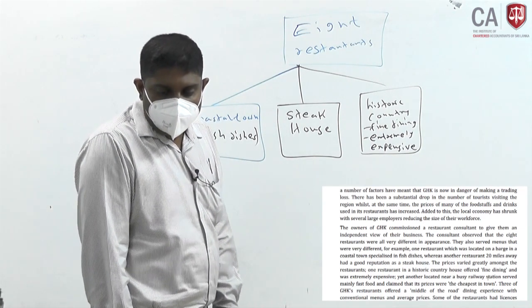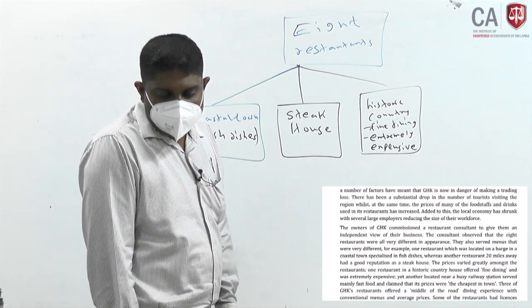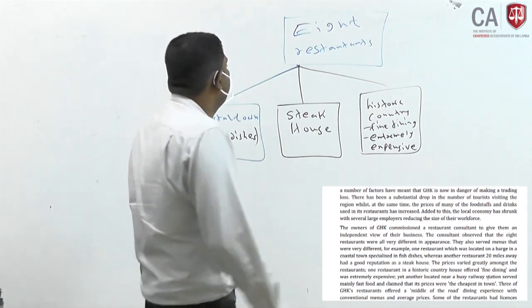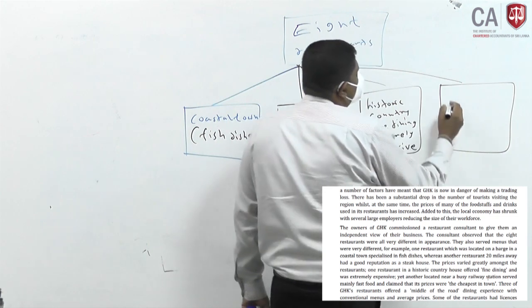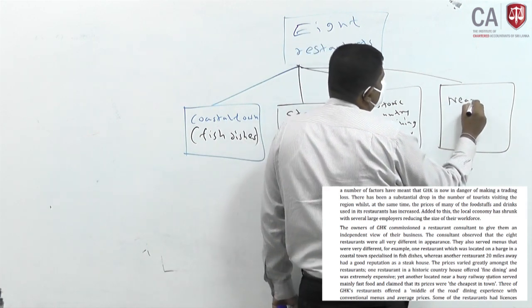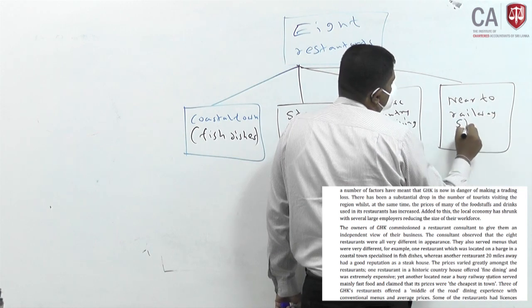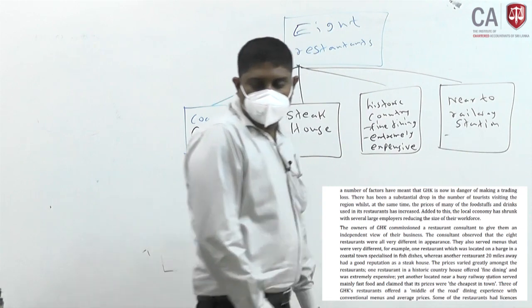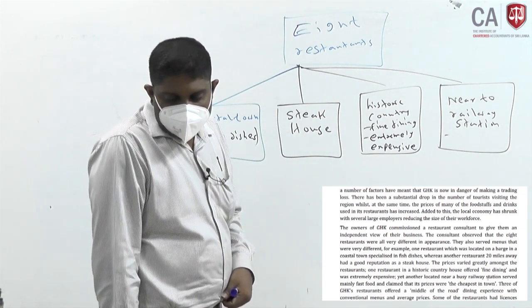Yet another, located near a busy railway station, served mainly fast food and claimed that its prices were the cheapest in town. There is another one near the railway station. What about their prices? Their prices are the cheapest in town.